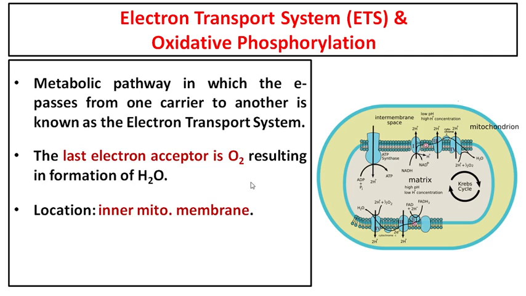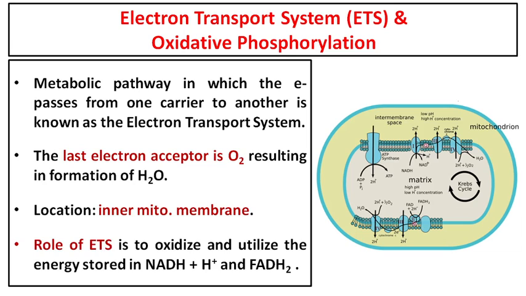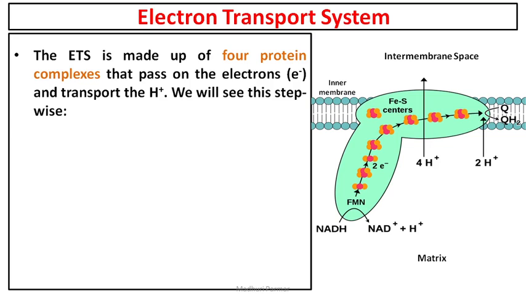Where is the location of ETS? The location is the mitochondrial membrane. And what is the role of ETS? The role of ETS is to oxidize and utilize the energy stored in NADH and FADH2. The NADH and FADH2 that we produced from glycolysis, the link reaction, and the Krebs cycle, all of this reducing power, will be oxidized here. And by their oxidation only, we are able to generate energy to drive phosphorylation. Let us study all of this one by one, starting with the electron transport system.